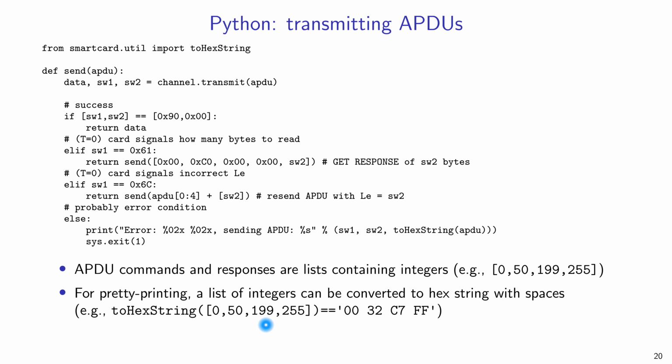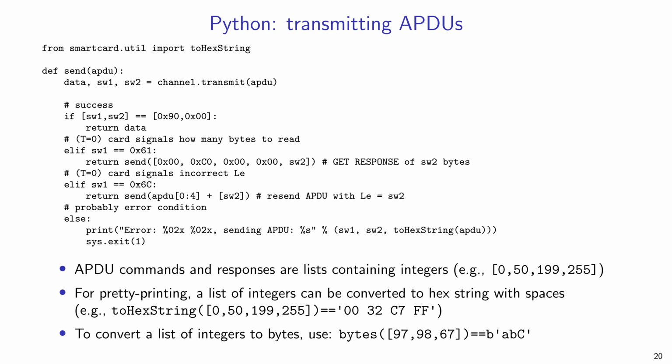So it returns these byte values in hex separated by spaces. To convert a list of integers to bytes, we can simply use the bytes method, as you can see here. Very good, now we are well prepared, let's move to the homework.